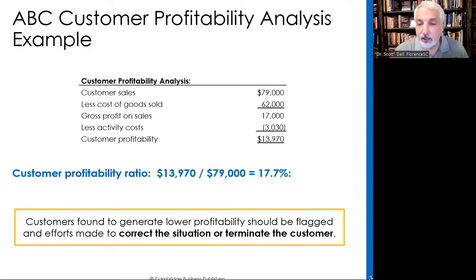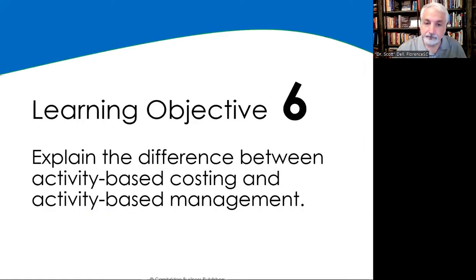The ideal is, all right, how do we make this more profitable? And if we can't make it more profitable, and then actually, is 17.7 good? I have no idea until we compare it to other customers that we are servicing and participating in. And then we can make those decisions as we go.